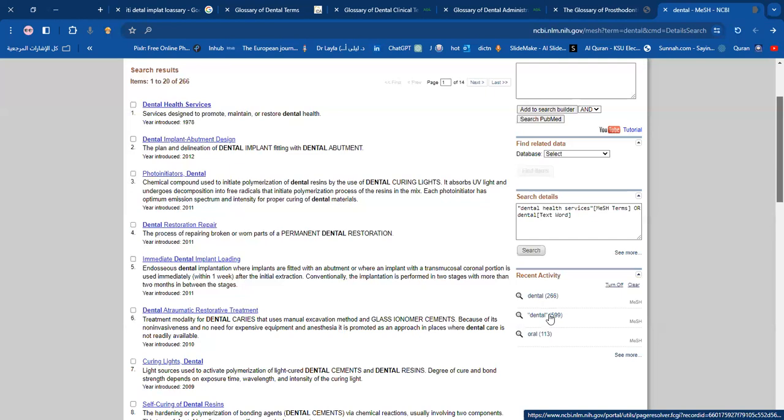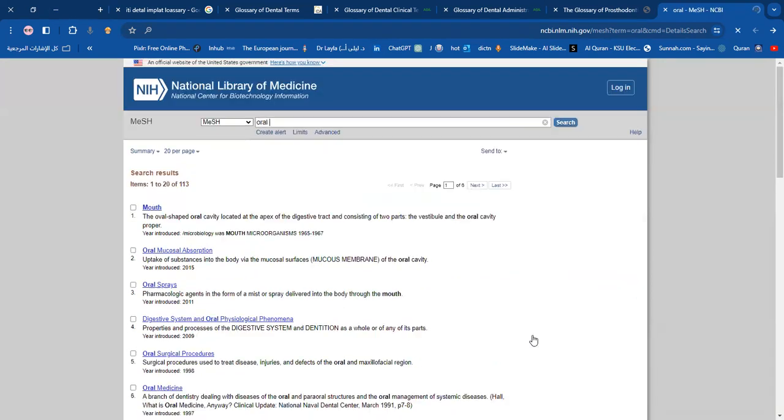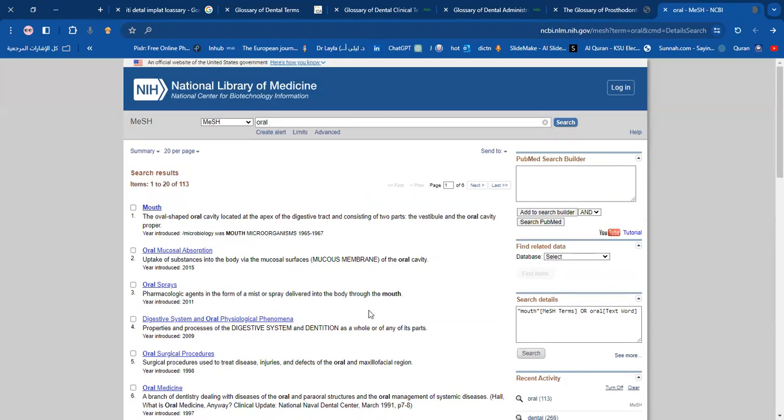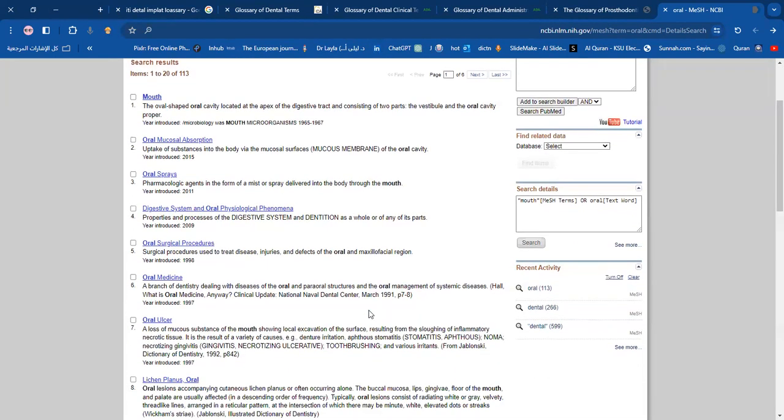For my students, if they're going to do research, I'm going to let them look through these glossaries to check what terms we're going to use in our research. In terms of oral, these are the terminologies related to oral, and they are broader, looking mainly at the soft tissue, the tongue. So it's not only dental tissue. Dental is usually related to teeth, but oral is related to the oral cavity altogether. So you get more oral medicine and oral surgical terminologies if you use this.